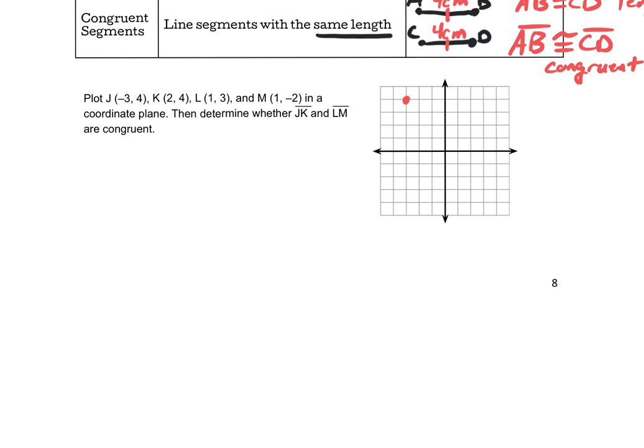K is at 2, 4. So we're going to go right 2, up 4. As we plot these points, I'm going to go ahead and label them as well. J and K. Then we're going to do L, which is 1, 3. And then we're going to do M, which is 1, -2. Then it wants us to determine if JK and LM are congruent.